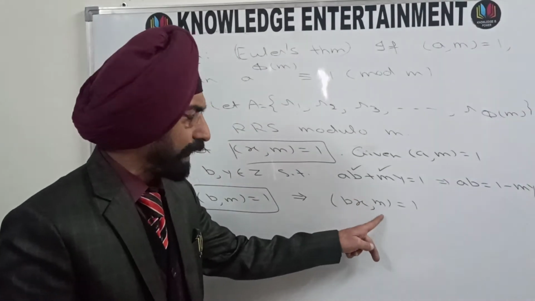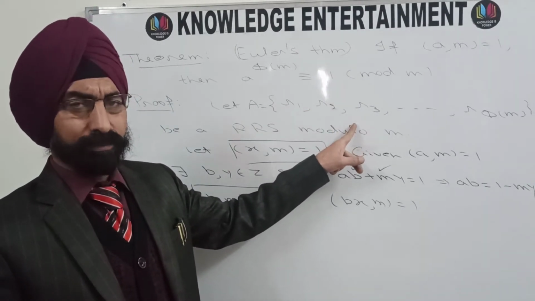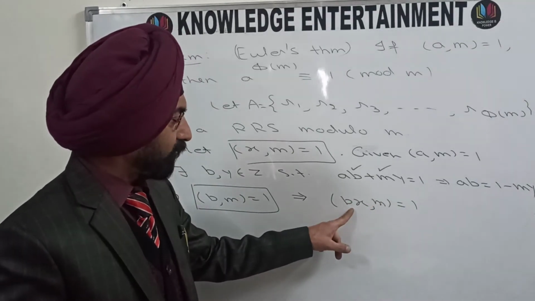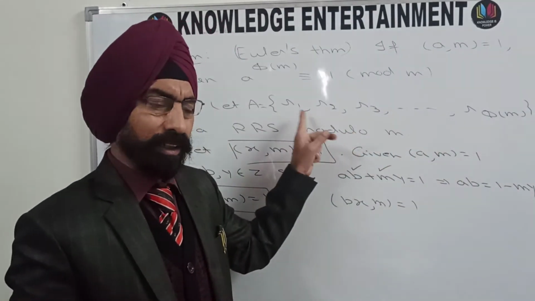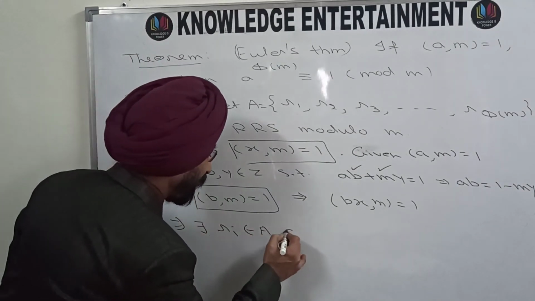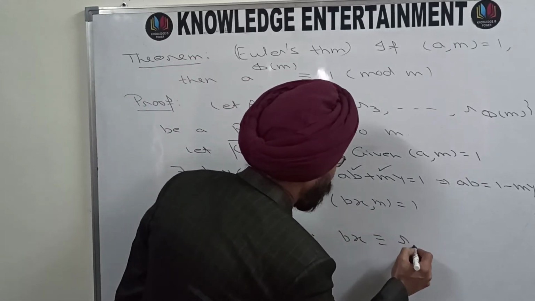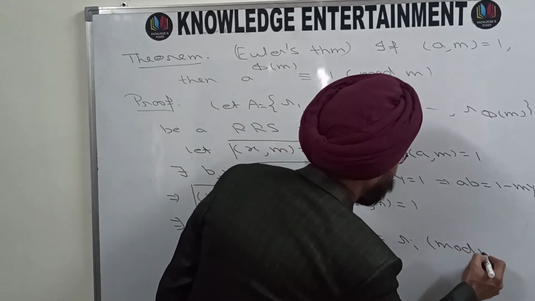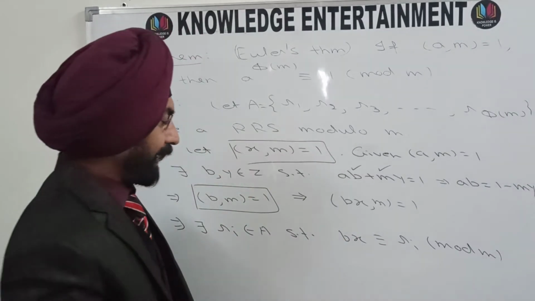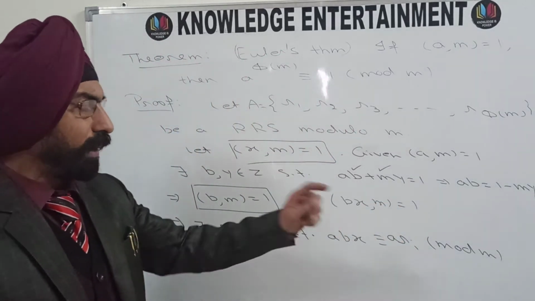So GCD of bx and M is 1, and this A is a set of reduced residue system modulo M. So definitely if bx is co-prime to M, then bx will be congruent to at least one member of this set. So that means there exists some ri in the set A such that this bx is congruent to ri modulo M. And now multiply this congruence both sides by a. So what you are going to get is that abx is congruent to a·ri modulo M.